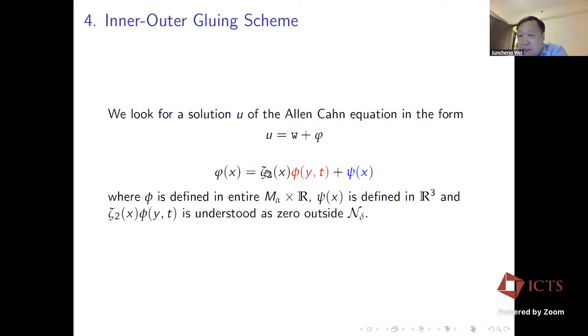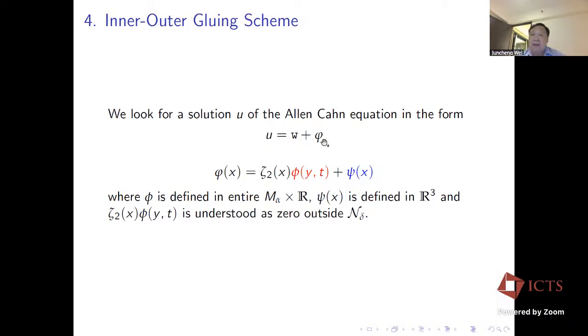We have a cutoff function. This cutoff function is near the minimum surface, and is defined in a tubular neighborhood of the minimum surface. And this function here, the red part, is defined in the whole space and is defined in the rescaled variable. And psi is the outer problem. Everything that remains, psi is the outer problem.